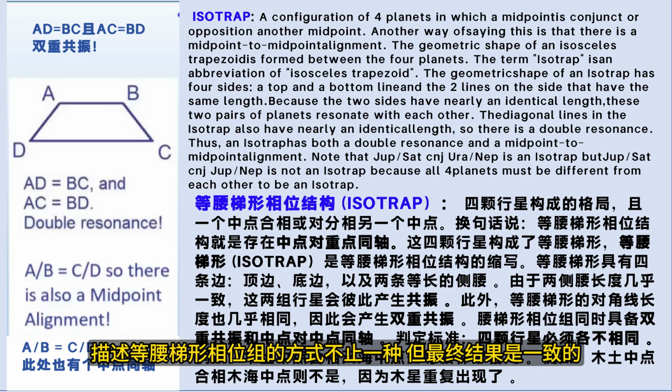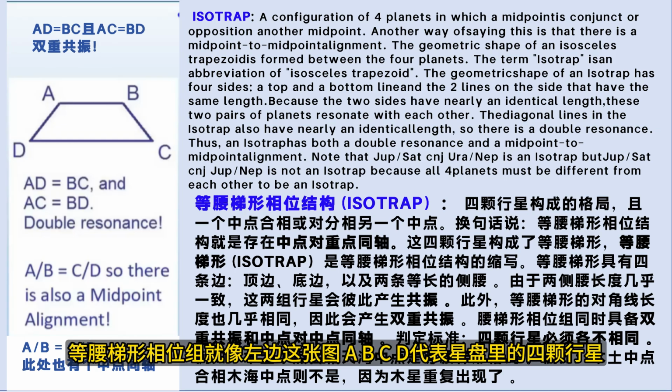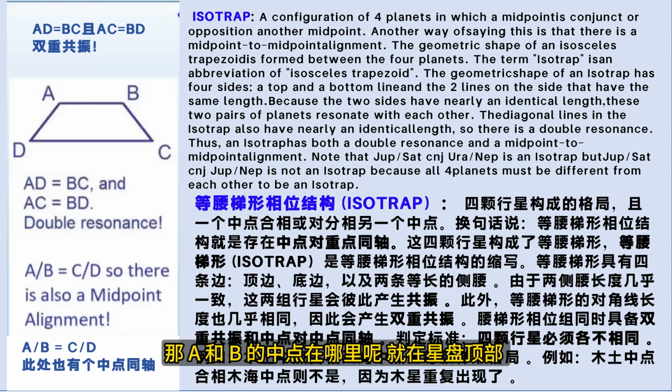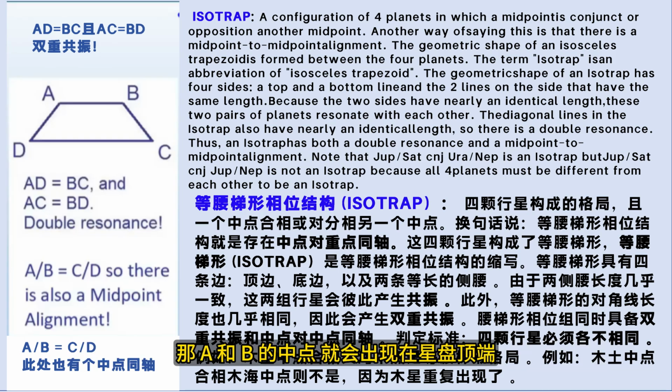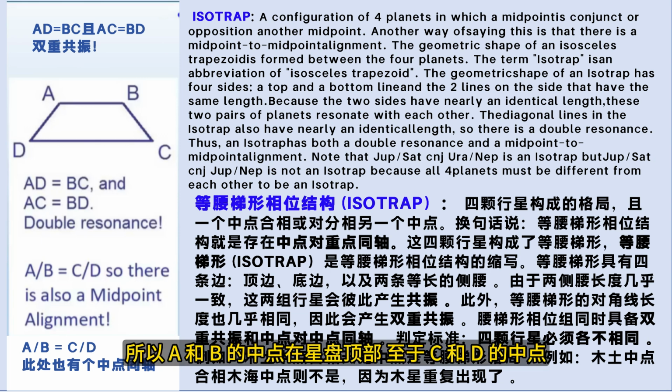The isotrap is this picture on the left, A, B, C, D, where A, B, C, and D are planets in a chart wheel. Now, where is the midpoint of A and B? It would be at the top of the chart wheel. So if this is a chart wheel, suppose A is the sun in the 11th house and B is the moon in the 8th or 9th house, and D is Mars in the 2nd house or something, and C is some planet, Saturn in the 5th house, whatever. So, where would the midpoint of A and B be? It would be at the top of the chart. So the midpoint of A and B is at the top of the chart.